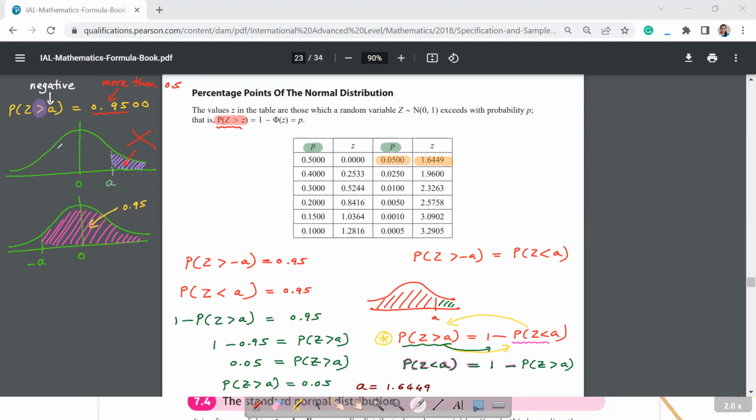What's your final answer? You know your A value is negative. Coming back to the original sum, Z greater than A equals 0.95, you write the A value as minus 1.6449, because A was not in front, A was at the back. So you need to write the answer as a negative. This is the final answer. Write the sum again and give the answer for it, because we found the A value by converting to a different sum.